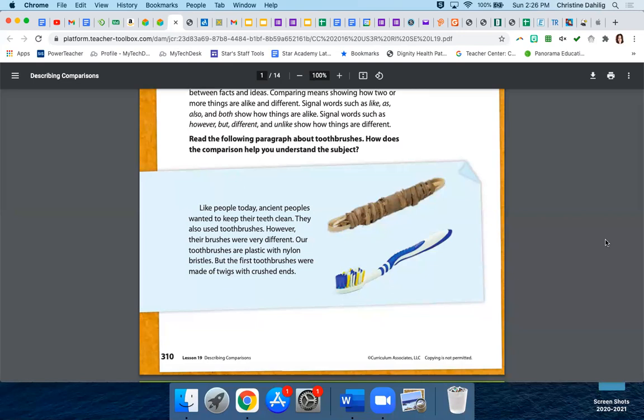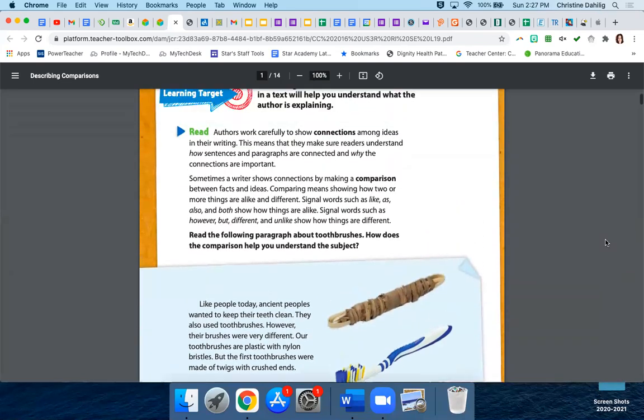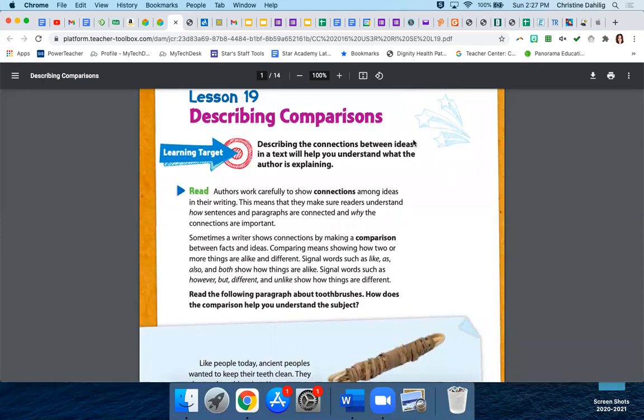So, like people in ancient times, people today sometimes travel on foot and in vehicles with wheels. However, in ancient times, carts and wagons were powered by animals or humans. And today, of course, vehicles are motorized. Let's take a look at the learning target here on page 310, and it says, describing the connections between ideas in a text will help you understand what the author is explaining.